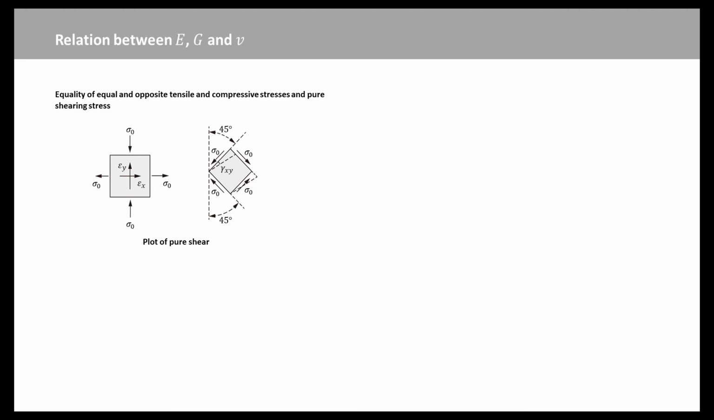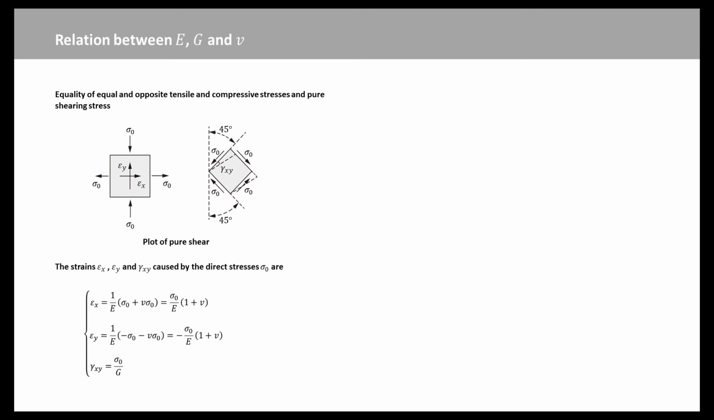We conclude then that a state of equal and opposite tension and compression is equivalent, from the stress standpoint, to a condition of simple shear in directions at 45 degrees, the shear stresses having the same magnitudes as the normal stress sigma O. This system of stresses is called pure shear.